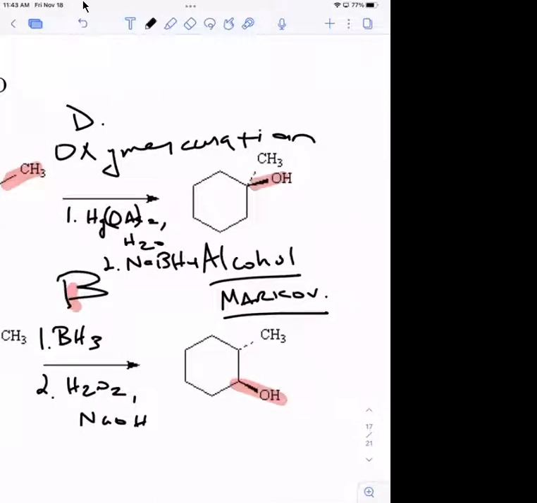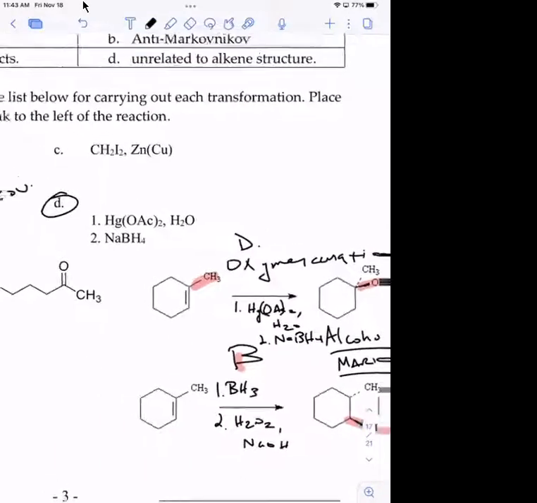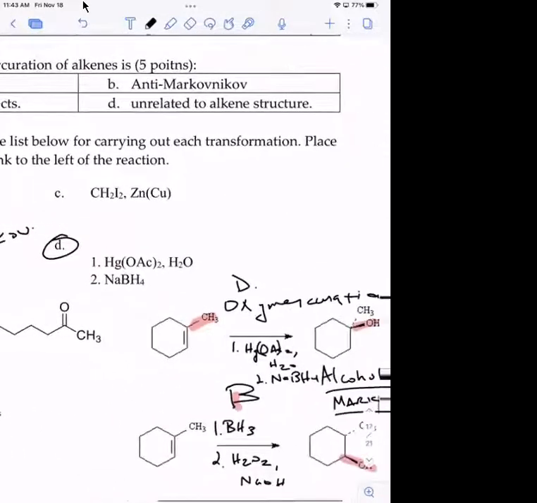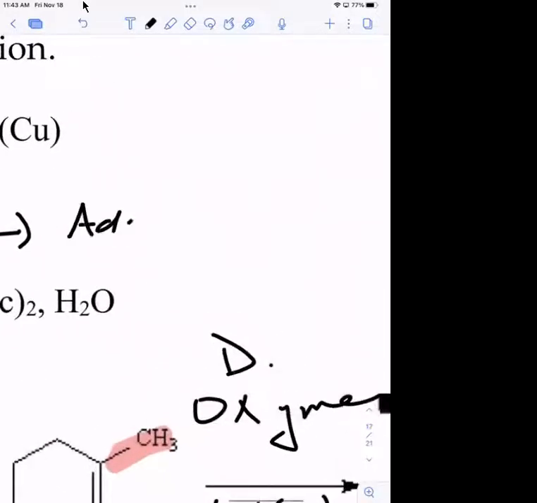Right, so that's Markovnikov addition, and then the other is anti. Remember, the oxymercuration as well as hydroboration both do the same thing. They add H and OH across the double bond. The OH is going somewhere, the H is going somewhere. That's the essence of the reaction. Now, it's not that simple, but this is the way to think about it.